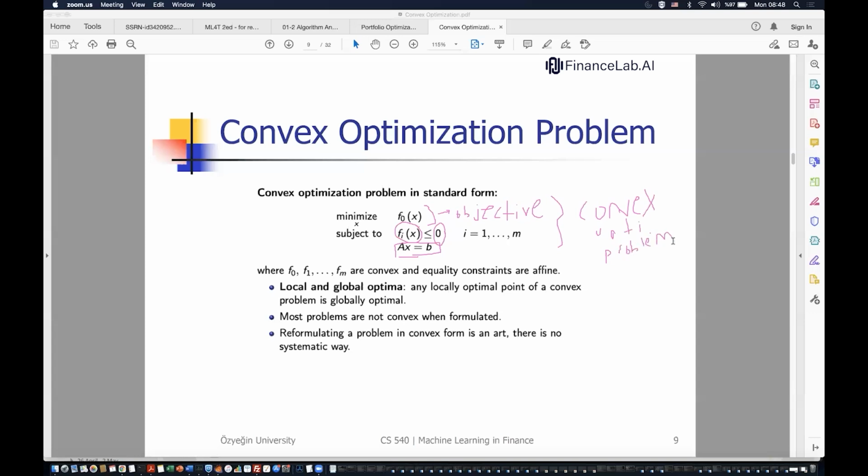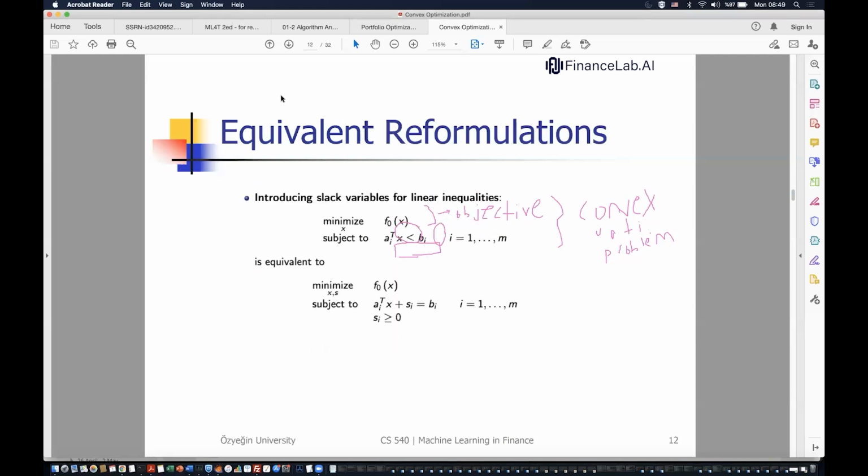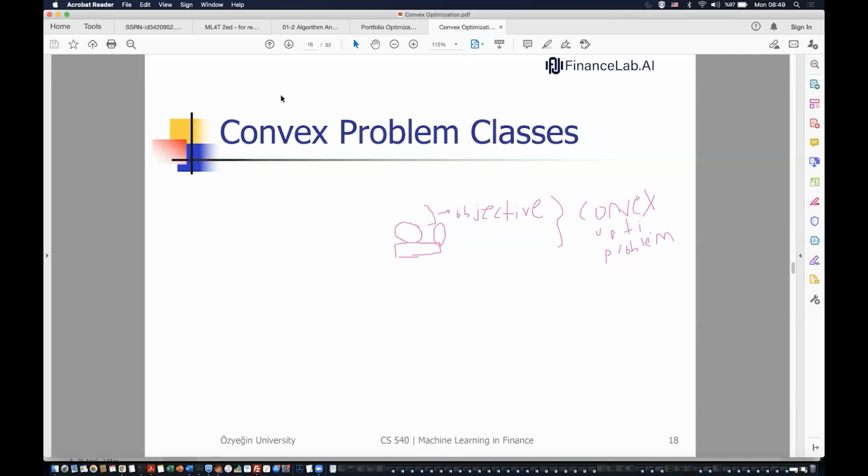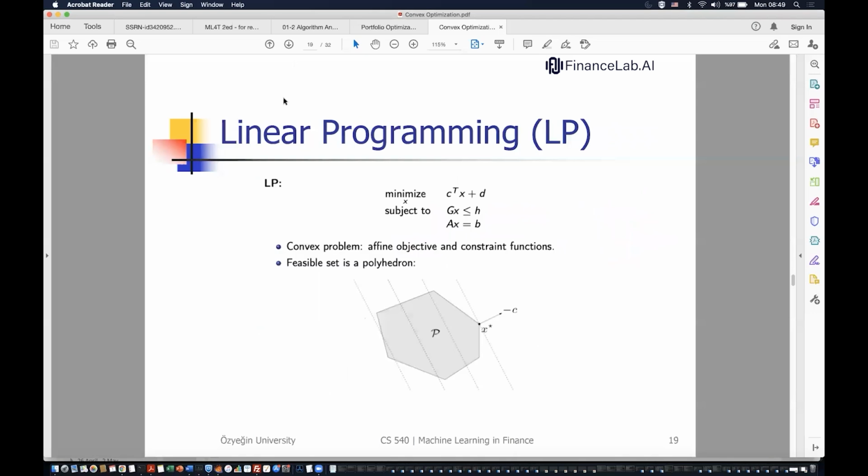And for many cases, when you first formulate the problem, it may not turn out to be convex. But if you reformulate the problem in a different way, then it turns out to be convex. So it's quite a good practice to be able to formulate problems in convex form. And again, there were some of the problems that we have discussed. If you look at the convex problem classes, there are several.